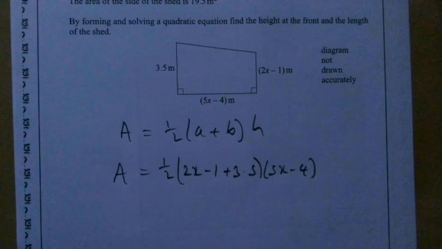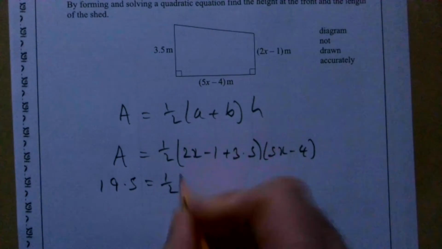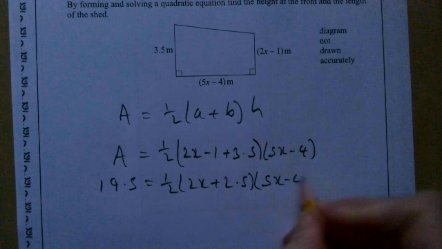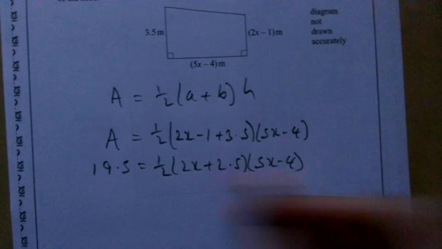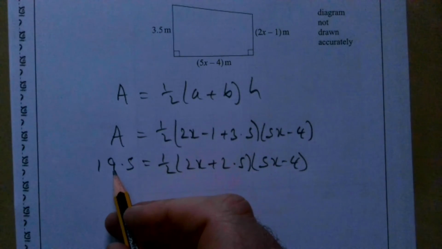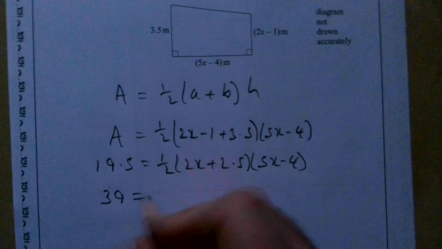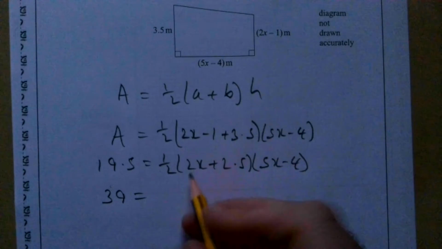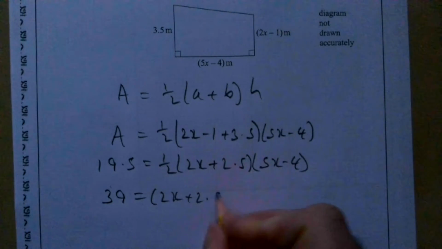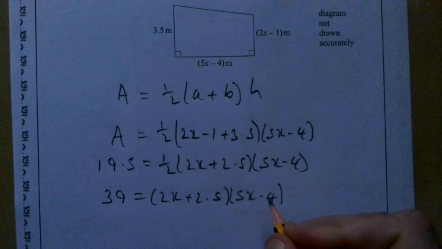And we know as well that that's going to be 19.5. So 19.5 equals a half upon 2x plus 2.5, 5x minus 4. I'd be tempted to times everything through here by 2, so 2 19.5s, I think we're going to go for 39. And then multiplying out my bracket. So I then get the 39, this is going nice and slowly, 2x plus 2.5 upon 5x minus 4.